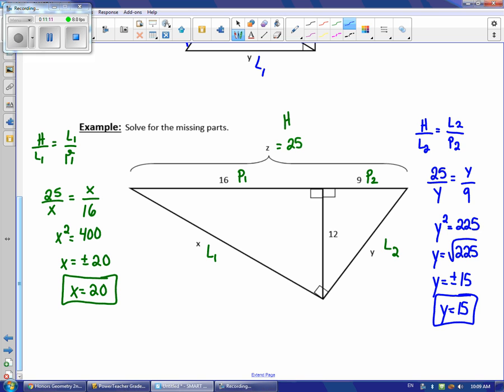And again, you can check all of your problems by plugging in your answers into your proportion, and if you get the same ratio on both sides of the equation, you're good to go.